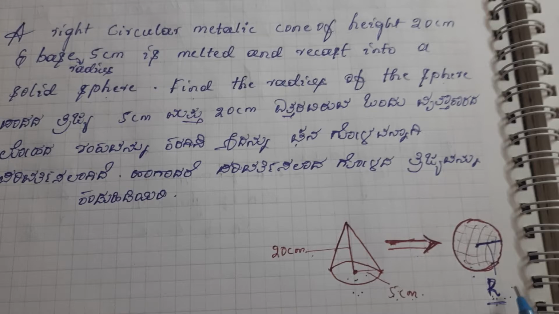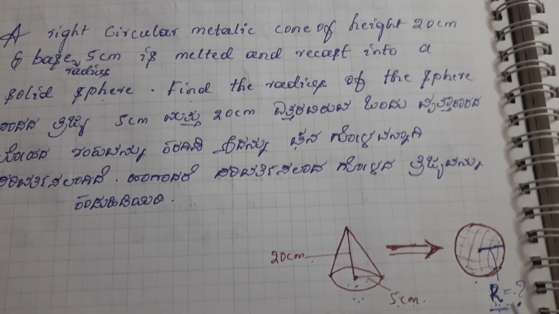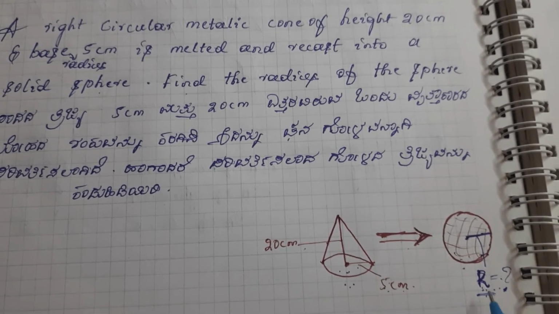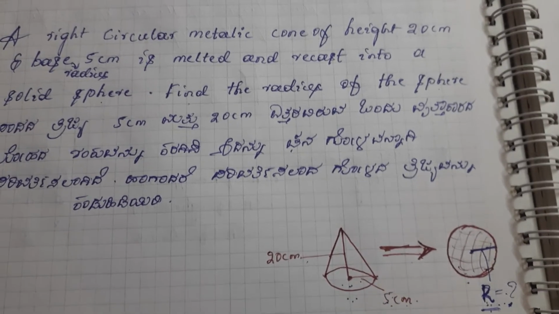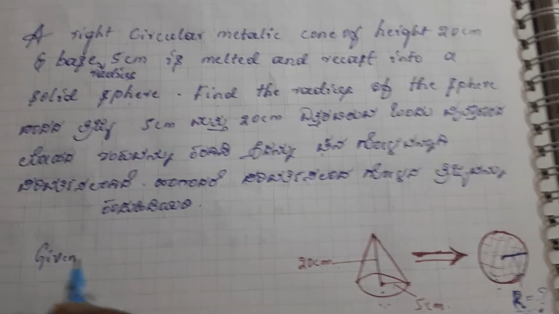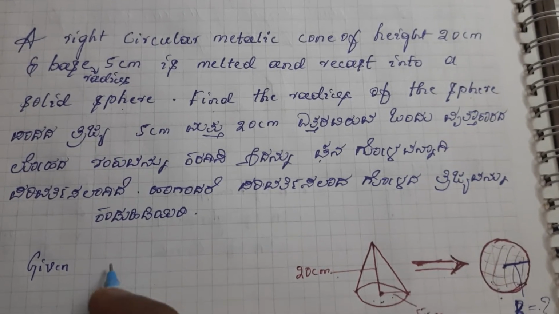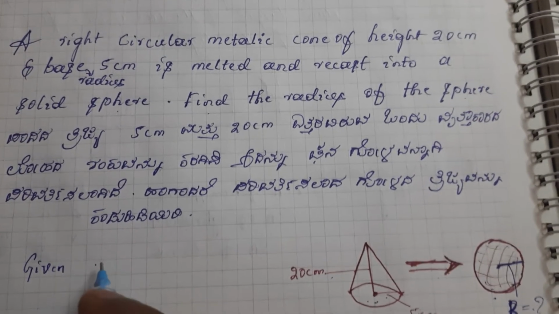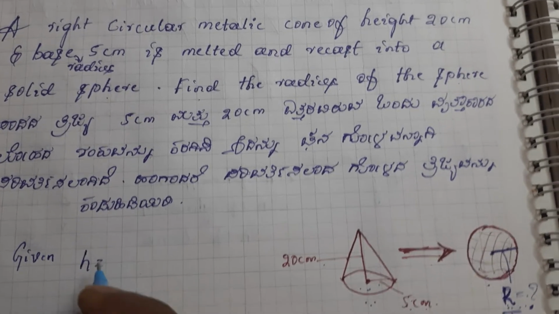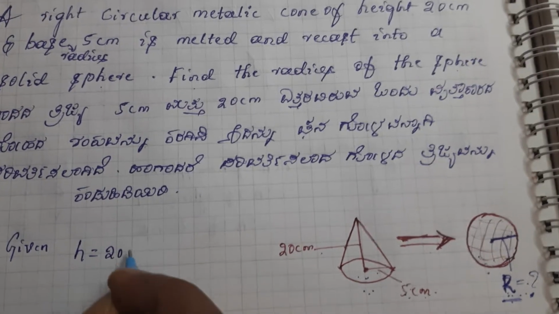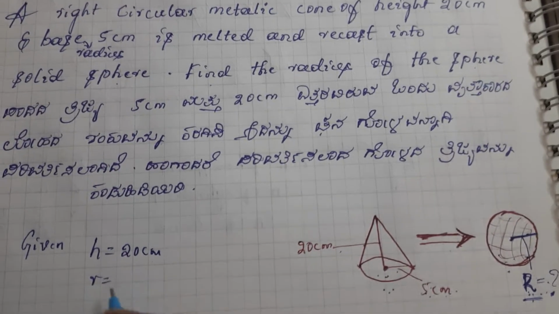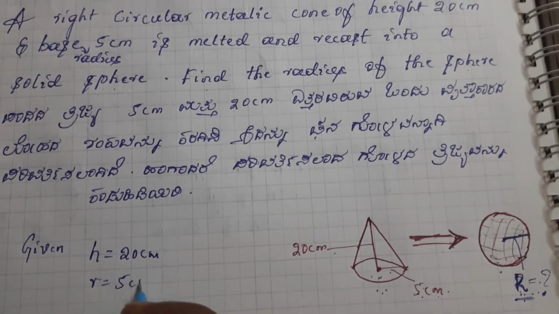So we have to calculate, that is, capital R is equal to what? Make one small change here, because the radius... first write the given. Whatever is given, that is, height of the cone, h is equal to 20 centimeter, and radius of the cone, that is 5 centimeter.